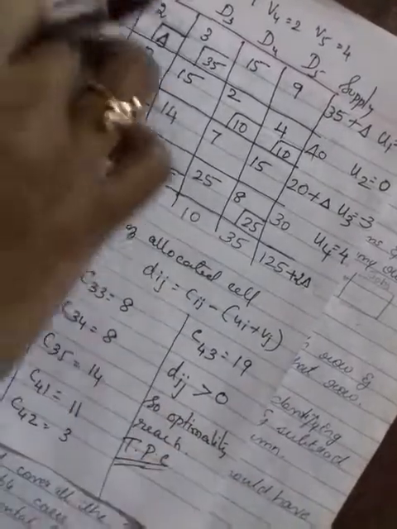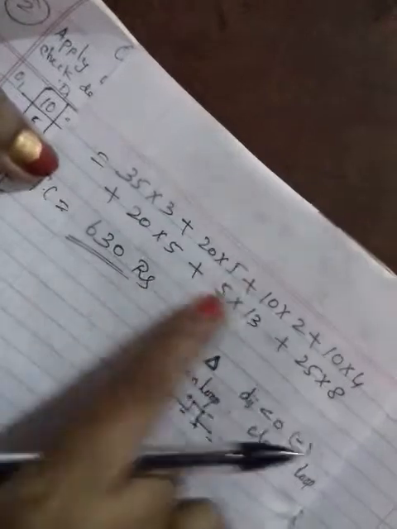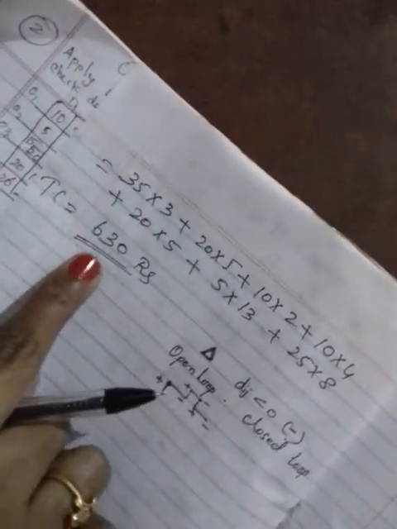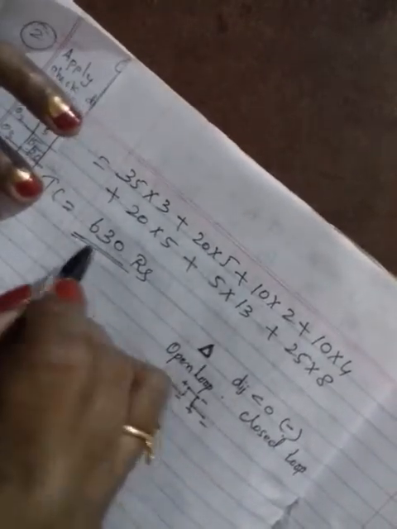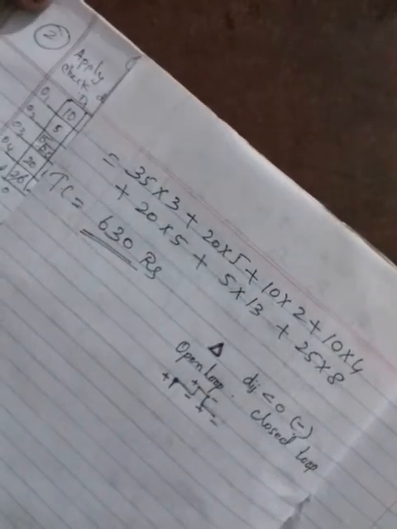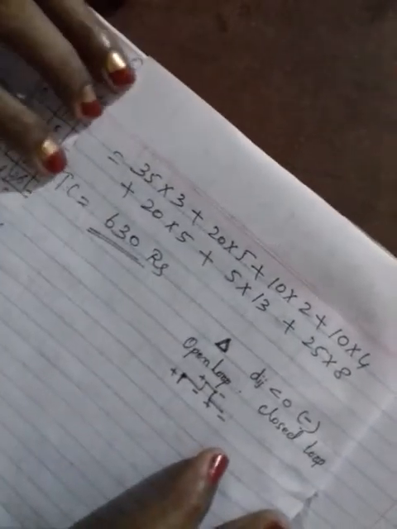Once we reach optimality, if everything is greater than 0, then you have to do the multiplication. Ignore the delta value, only ignore the delta value, and multiply all the other allocated cells, and if you add them you will get the total transportation cost. Okay, this is the total transportation cost, 630 rupees. Hope you understand this.